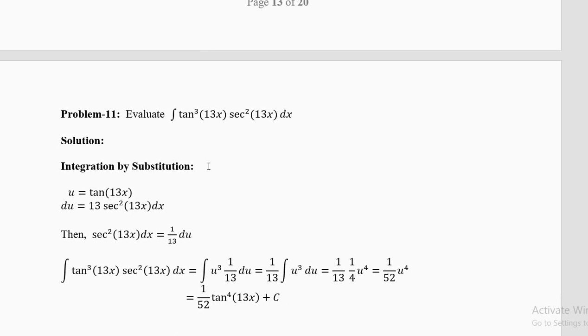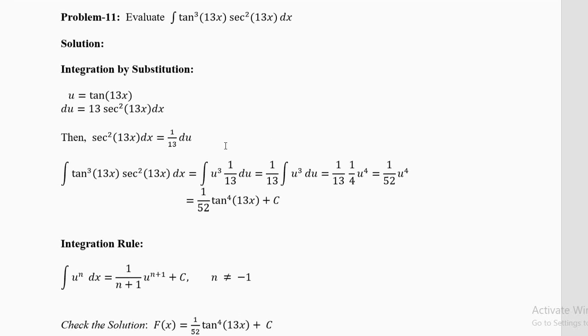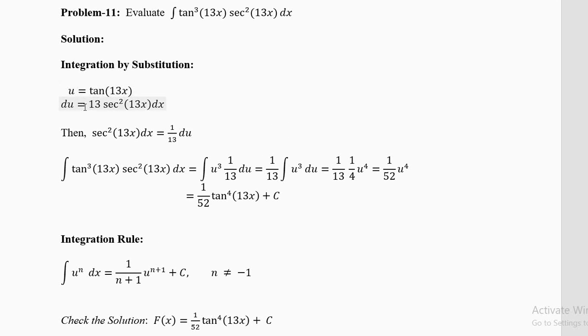Now this question is easier than the last question. Evaluate tan cube 13x secant square 13x. Now what's the derivative of tangent? It is secant square with the number gets adjusted. So your answer will be, with substitution, tan power 4 divided by 4 and another number which is inside. So you can see it, put u equal to tan 13x, du equal to 13 secant square 13x dx. Then secant square 13x dx equal to 1 over 13 du. Now let's look at the integration. Tan cube 13x into secant square.